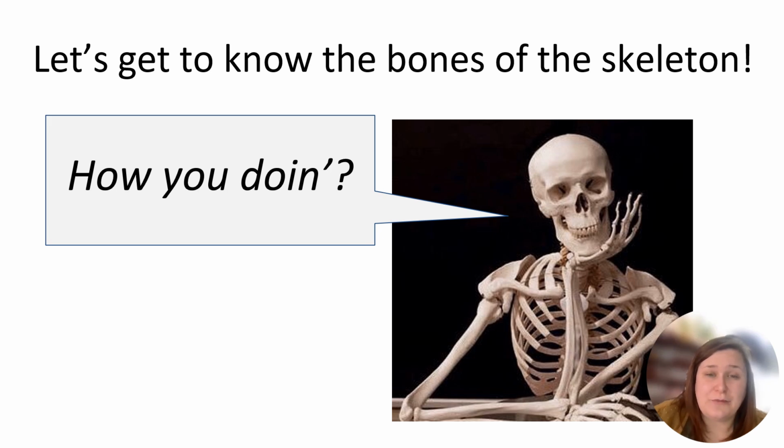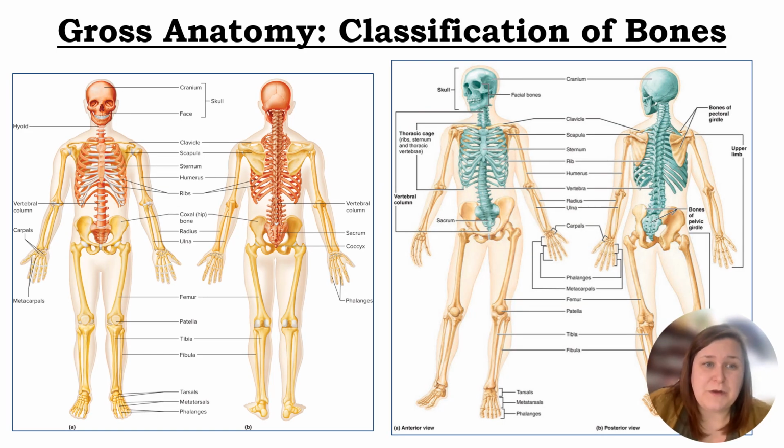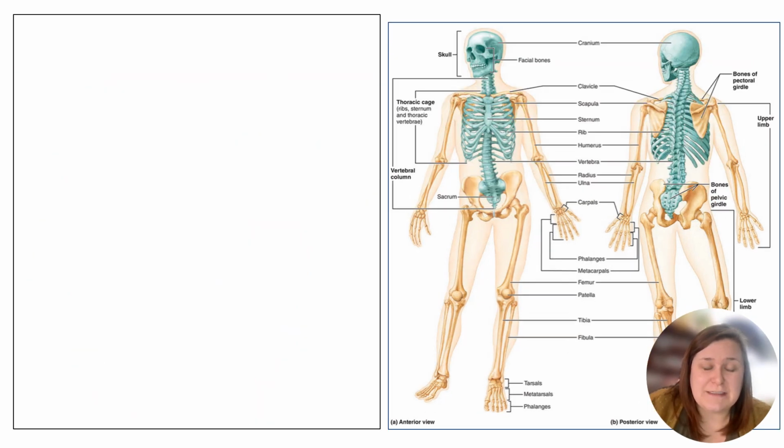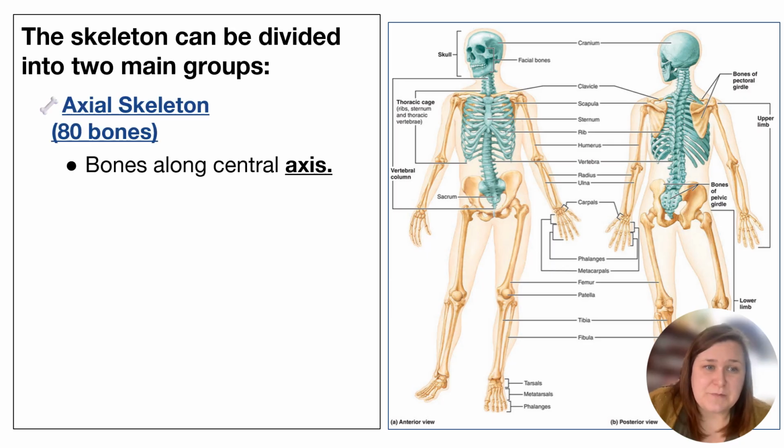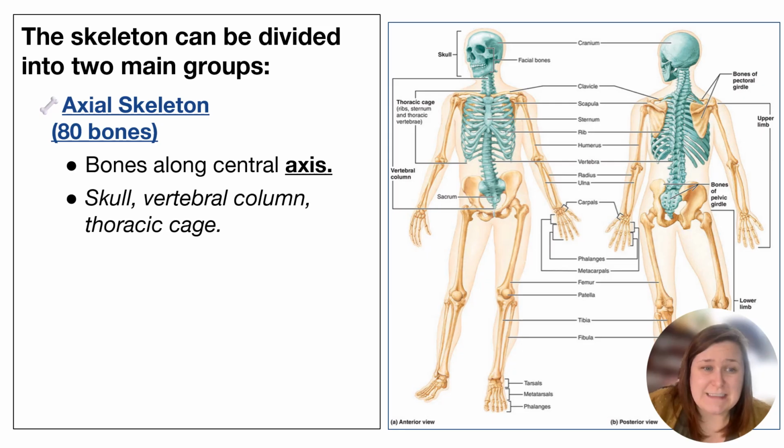So let's talk a little bit about specific bones of the skeleton that I'm going to want you to know. We're going to classify our skeleton in two different ways. We are going to have the axial skeleton, which is going to be the skull, the vertebrae, and the ribs. And it's going to consist of 80 bones. These are going to be the bones along the central axis. This is, again, going to be the skull, the vertebral column, and the thoracic cage.